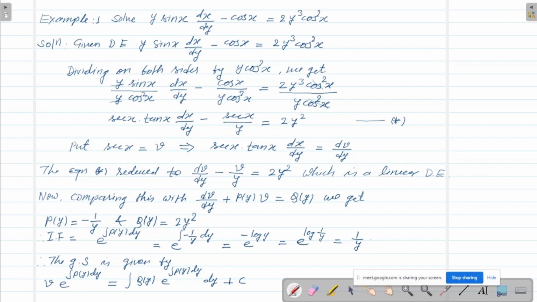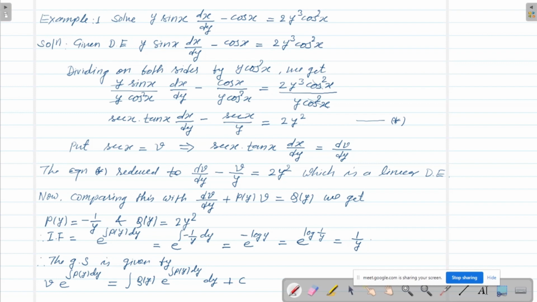The right hand side must be functions of y, but it is not. So for that, we divide by y into cos square x on both sides, to make this in standard form. This is the standard form of type 2, but this is not in linear form. So we must reduce the given differential equation to linear form. For this, it is a function of x, so we put sec x equal to v.